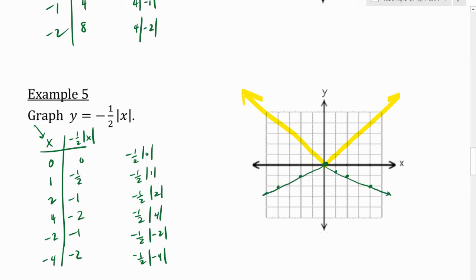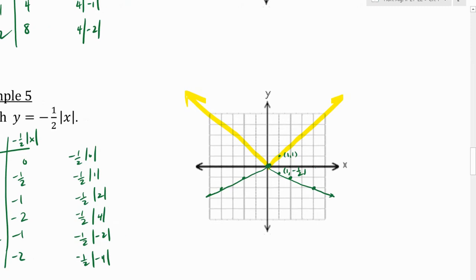All right. So it's not the same shape as it was before. It's a little flatter. It's fatter than it was. It didn't grow as fast. Like right here, this was 1, 1. Right here is 1, -1/2. It's growing half as fast as it used to, and it's upside down.